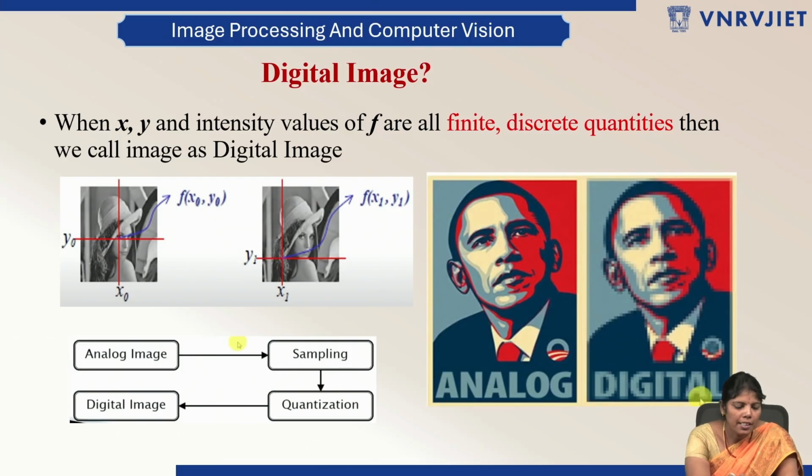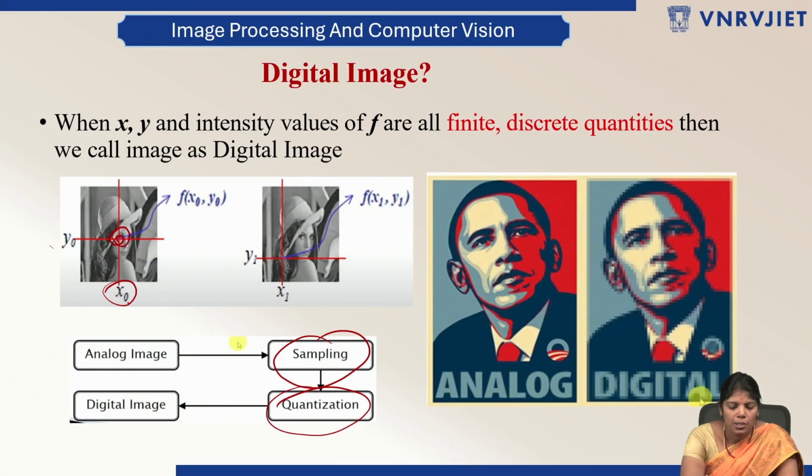Okay, here you can see these are the spatial coordinates of that image. Here is the x0 and y0. We represent a particular location with the help of x comma y. And what is the process to convert an analog image to a digital image? We use sampling and quantization. With the help of sampling and quantization, that image will be converted into a digital image.